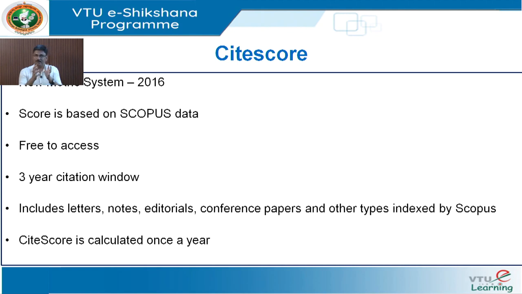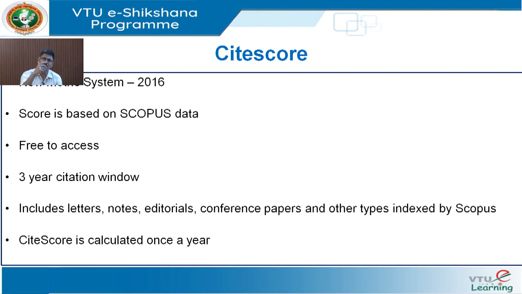And Scopus is also an equally good citation database. They also came out with another kind of metric to judge the journals which are indexed in Scopus. The CiteScore is equivalent to your journal impact factor. It's a new metric system started in 2016, and the score is based on Scopus data, whatever citations are captured by Scopus. And this CiteScore is free to access, as I showed in the previous session.